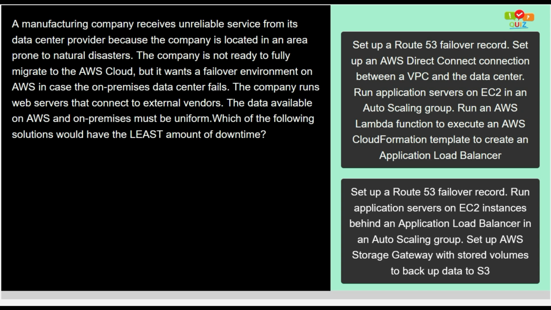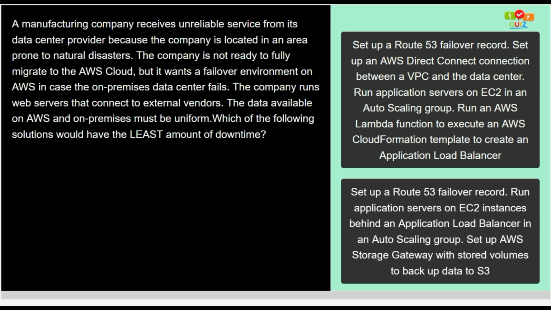A manufacturing company receives unreliable service from its data center provider because the company is located in an area prone to natural disasters. The company is not ready to fully migrate to AWS cloud, but it wants a failover environment on AWS in case the on-premises data center fails. The company runs web servers that connect to external vendors. The data available on AWS and on-premises must be uniform. Which of the following solutions would have the least amount of downtime?